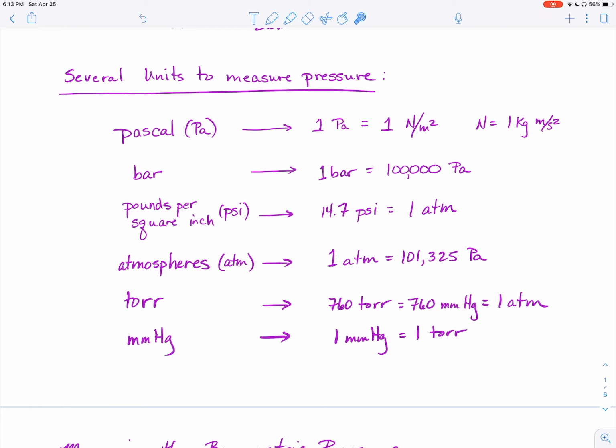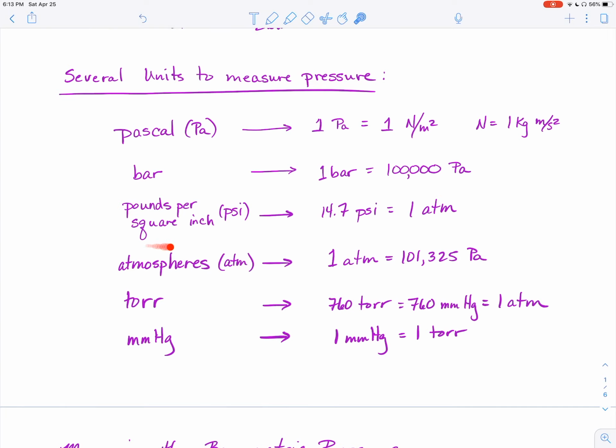We have several ways in which we can show the measurement of pressure. We have the SI unit called the Pascal, and the Pascal has many iterations of how we can show that mathematically with units. It turns out 1 Pascal is the same as 1 Newton per meter squared. And just in case you're unfamiliar with what a Newton looks like, this is a kilogram meter per second squared. We also use the bar sometimes in meteorology, and that's equal to 100,000 pascals.